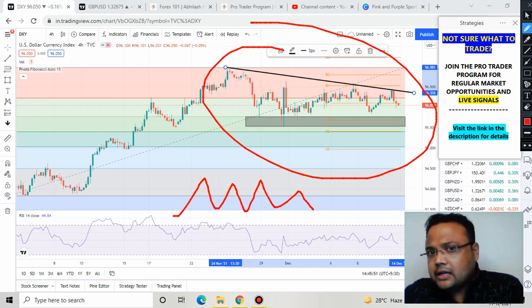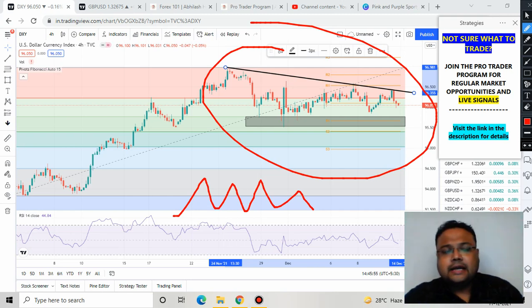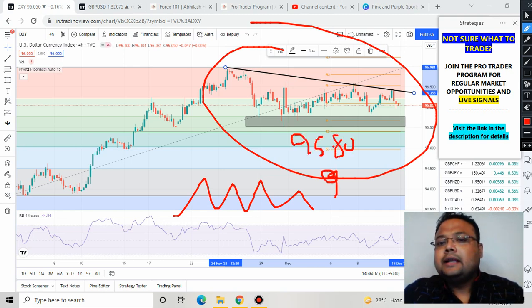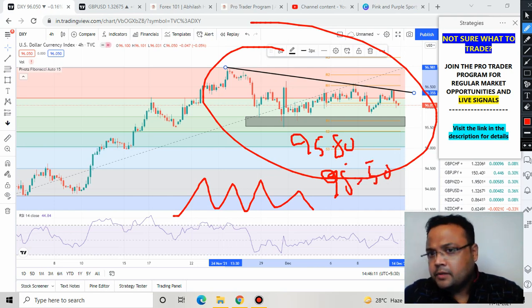We have a trend line at the top acting as resistance. You can see whenever market was going up, it was facing selling pressure from above. So this trend line is a valid resistance till now. And on the downside, we have this support zone 95.80 to 95.50 acting as the support for the market.